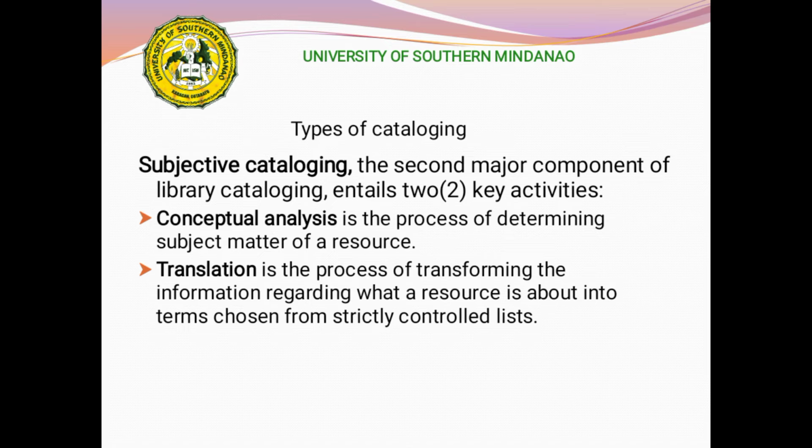And the second type of cataloging is subject cataloging. The second major component of library cataloging entails two key activities. First is conceptual analysis, which is the process of determining the subject matter of resources. Second is translation, which is the process of transforming the information regarding what a resource is about into terms chosen from strictly controlled lists.